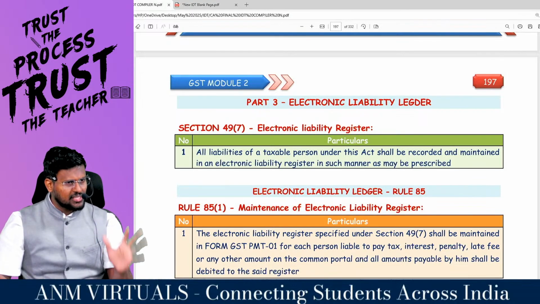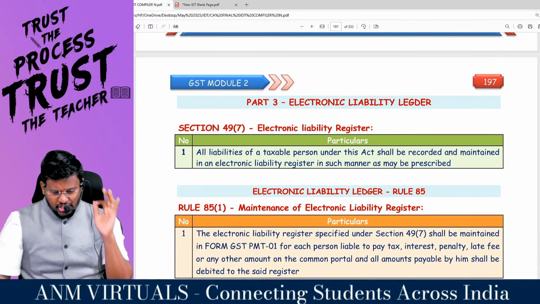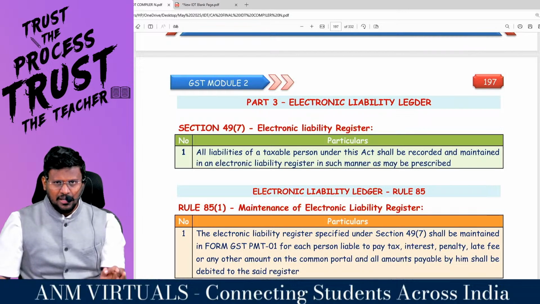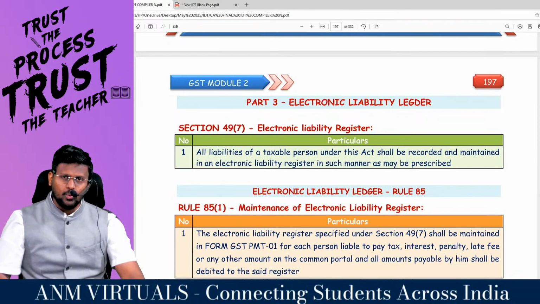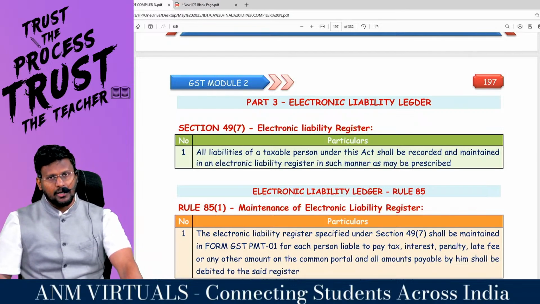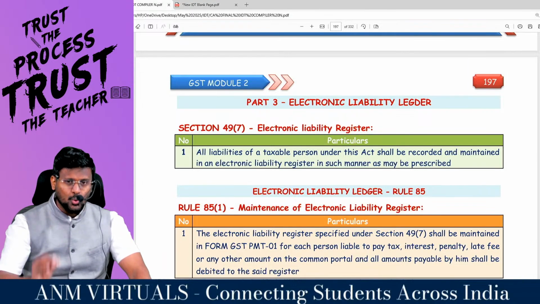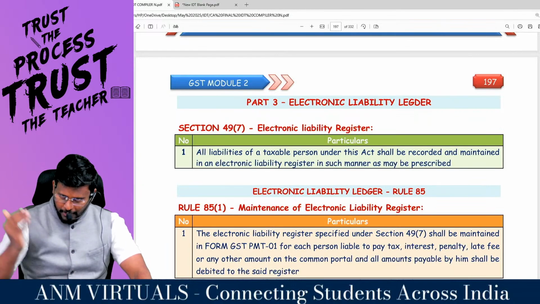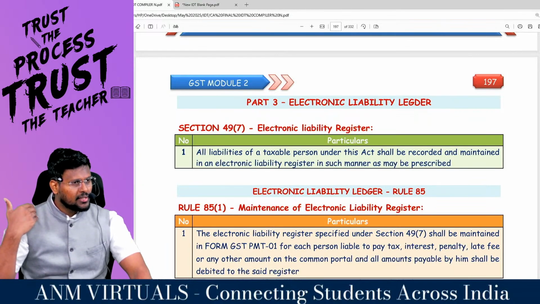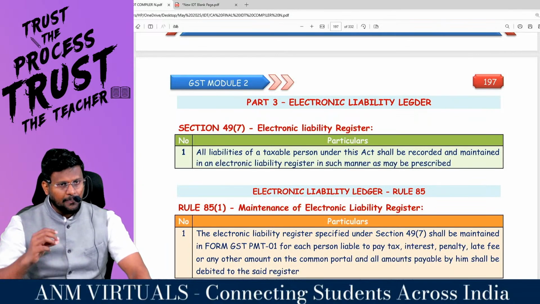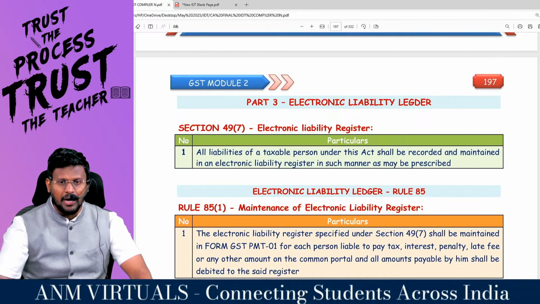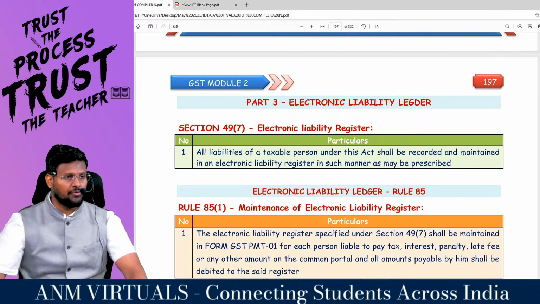Are you comfortable up to this? Revision is the key to success. Take at least 30 minutes of time. Pause your video, those who are in virtuals, my dear lovable students, and revise these two parts, electronic cash ledger properly, and also the manner of utilization of ITC. Then start seeing this part. You will be feeling so much comfortable.